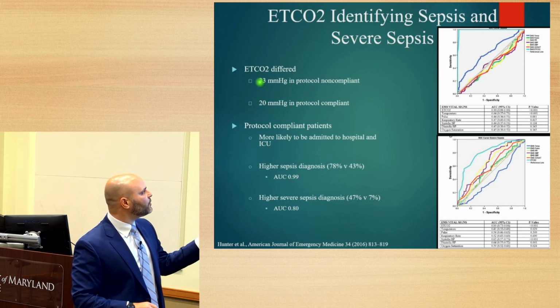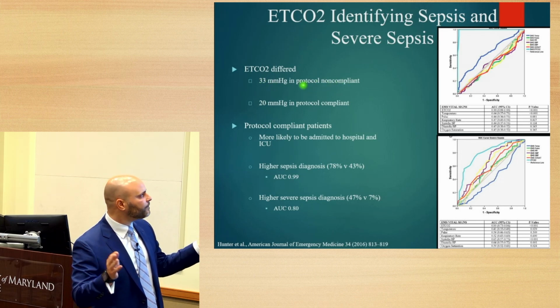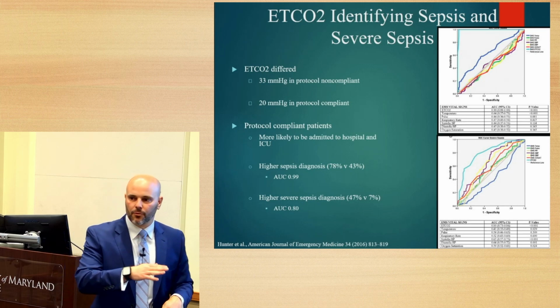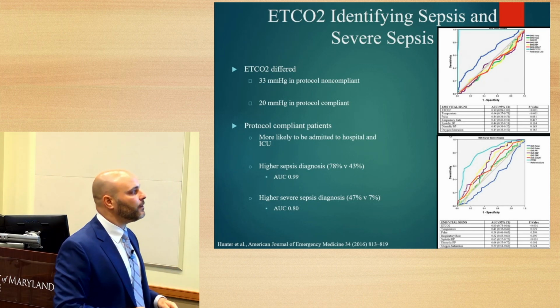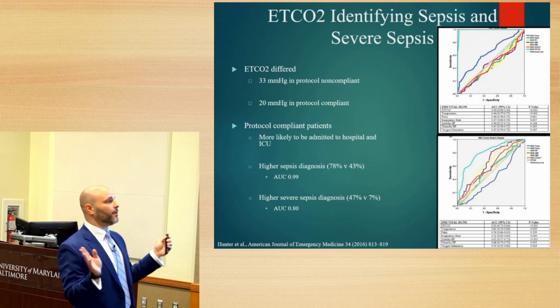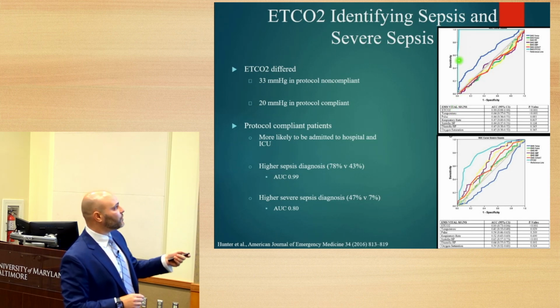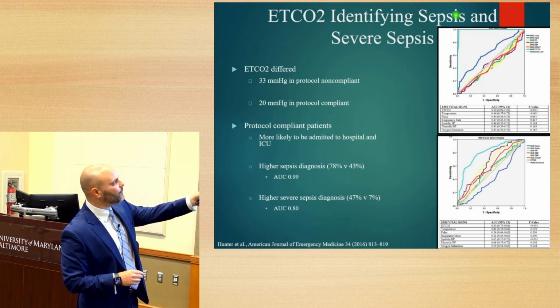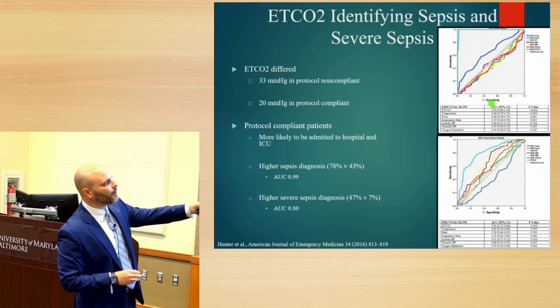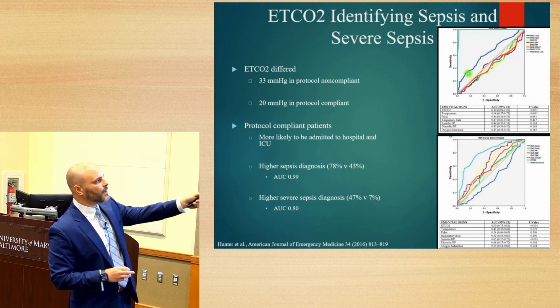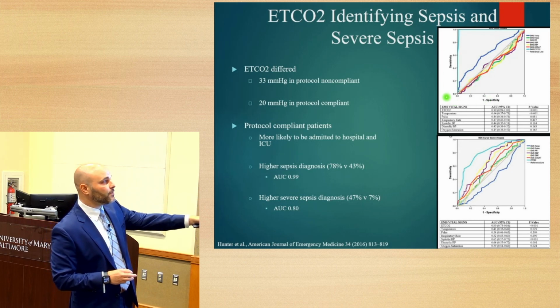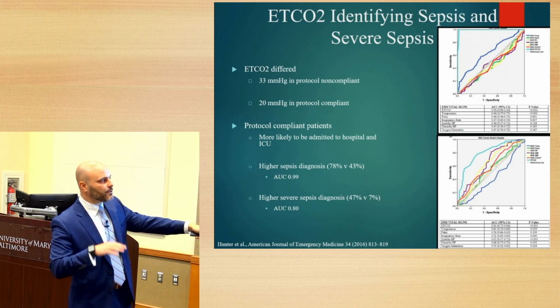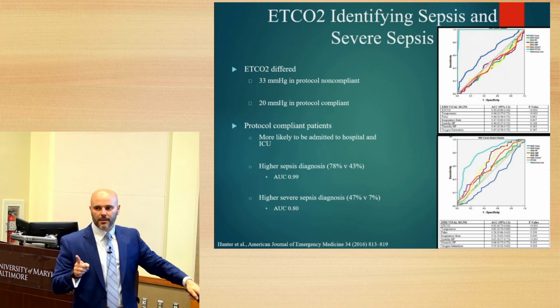And then they had different values: 33 for the non-protocol compliant, and 20 for the protocol compliant. So less than 25, greater than 25. And then we're about to see a lot of receiver operating curves. Here it's really tough. Sensitivity is on the y-axis, the x-axis is 1 minus specificity. We want to be in the upper left-hand corner. And as you can see here, it's tough to see, but your end tidal CO2 is in the upper left-hand corner. So it has an area under the curve of 99% for sepsis diagnosis. For severe sepsis diagnosis, it outperforms any vital sign in the pre-hospital setting.